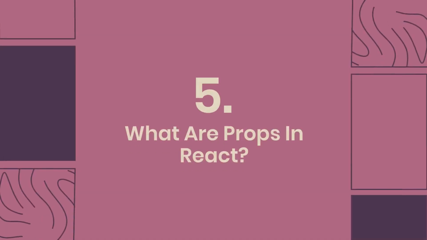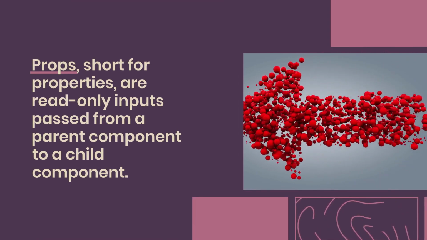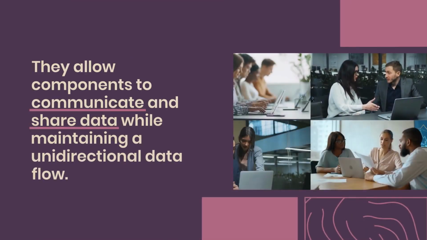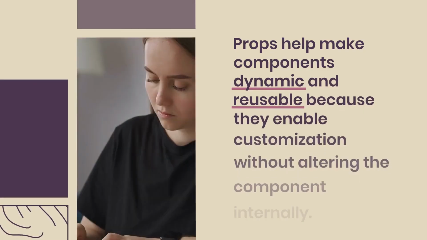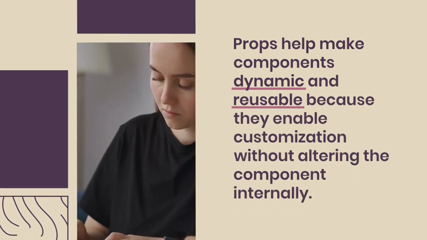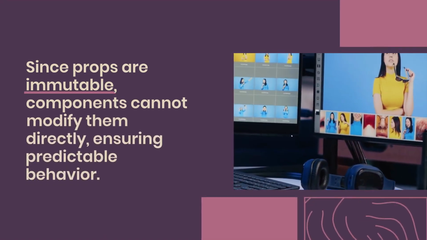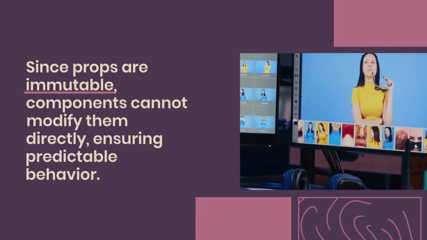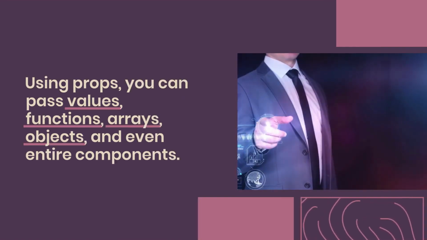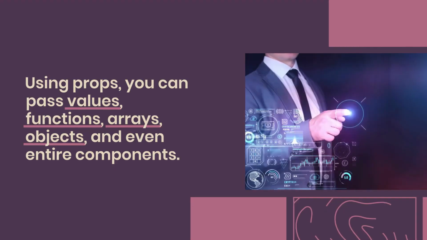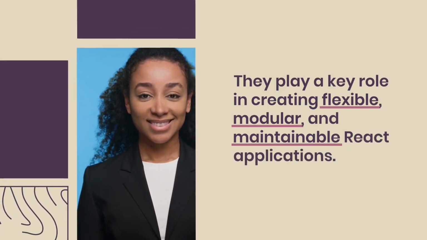5. What are props in React? Props, short for properties, are read-only inputs passed from a parent component to a child component. They allow components to communicate and share data while maintaining a unidirectional data flow. Props help make components dynamic and reusable because they enable customization without altering the component internally. Since props are immutable, components cannot modify them directly, ensuring predictable behavior. Using props, you can pass values, functions, arrays, objects, and even entire components. They play a key role in creating flexible, modular, and maintainable React applications.